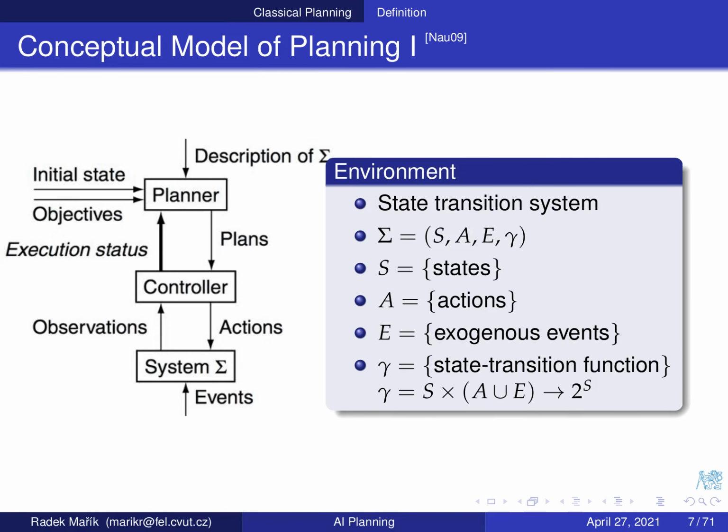Let's go back to planning. So in planning, the general system can be described in the following way. You have a system where some exogenous events might happen. That system is observed by a controller, and the controller provides its execution status to the planner. The planner operates based on the knowledge of the system. The system is somehow described.